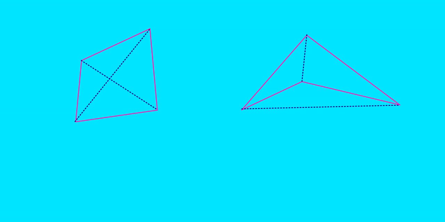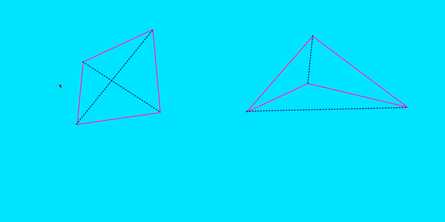You can see here the two diagonals are in the interior of this quadrilateral, whereas here one comes in the exterior. If no portion of the diagonals is in the exterior, we call that type of polygon convex. The polygons which are not convex, we can call concave polygons.